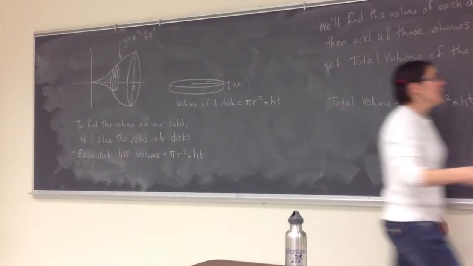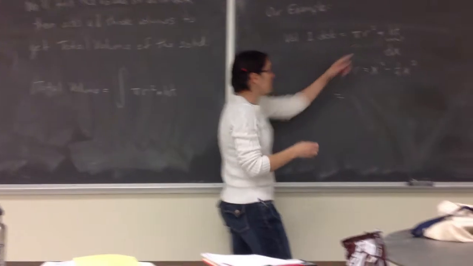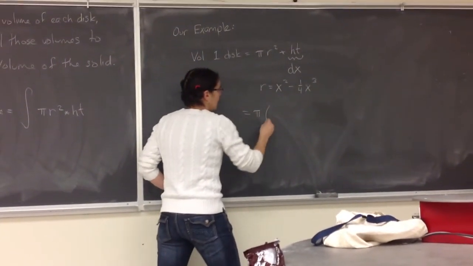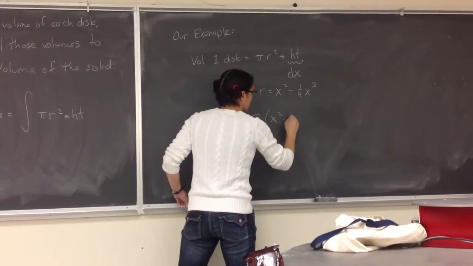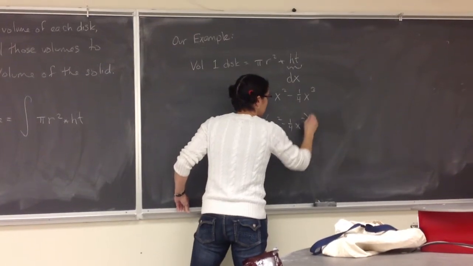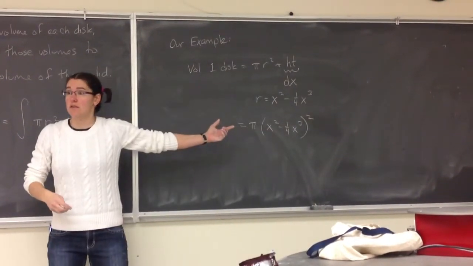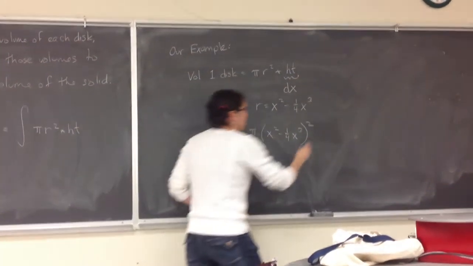Okay, so the volume of our disk, once I have all these pieces, is going to look like pi times r, which is x squared minus 1/4 x cubed, pi r squared, times dx.